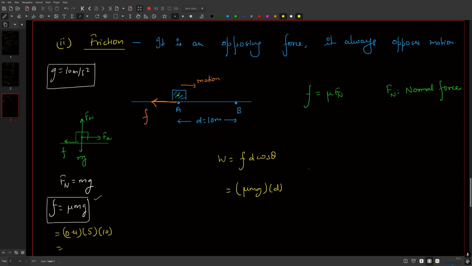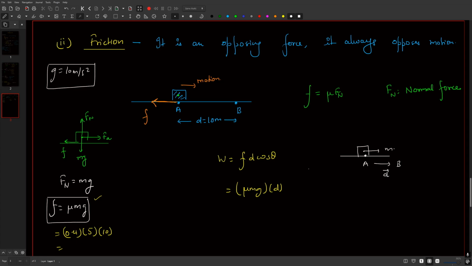Displacement is d, and then cosine theta. Now the question is, what is cosine theta here? Understand that, as I described here, the motion is in this direction. So the displacement of the particle is in this direction, d.